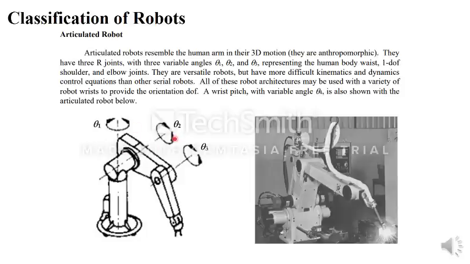This is the classification of robots. So we have seen Cartesian robots, cylindrical robots, spherical robots, SCARA robots and articulated robots. Next.